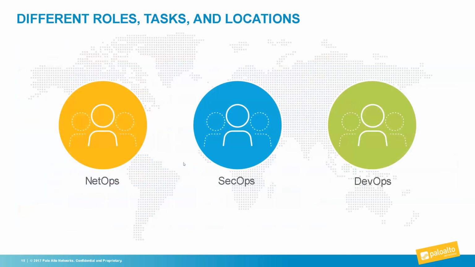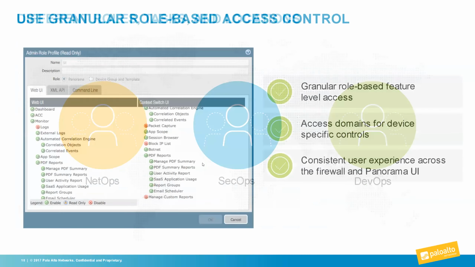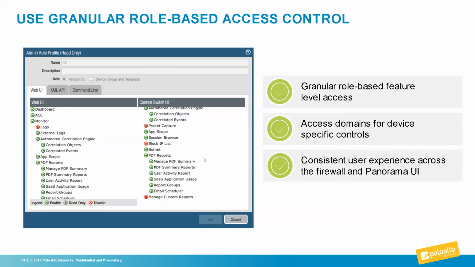Here we're going to talk about RBAC. RBAC is extremely important within Panorama because RBAC allows you to create access for users and then customize that access based on what they need. And a use case might be as such, right?